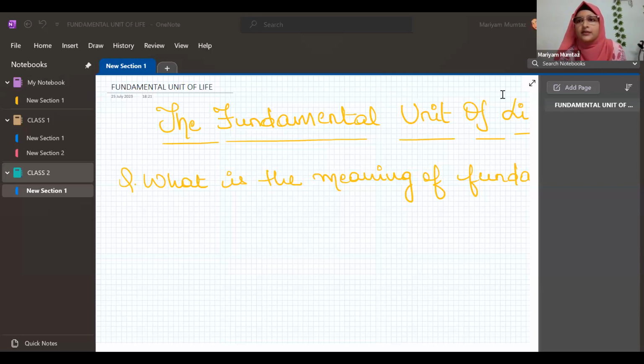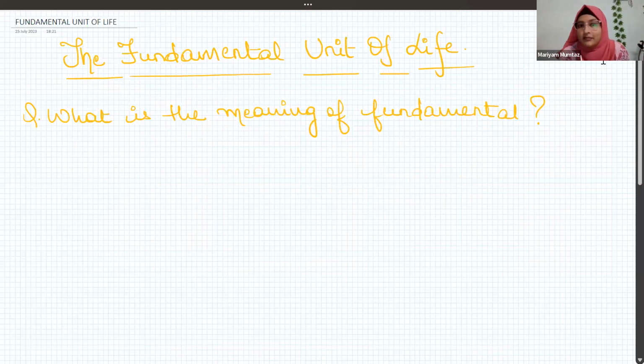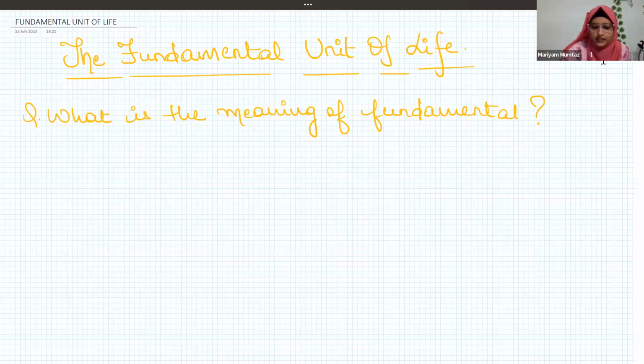Now see, the chapter is named Fundamental Unit of Life. First we have to understand the meaning of fundamental. Why are we calling this chapter fundamental? Can anybody tell me what is the meaning of fundamental? Important. Yes, it means important. It also means basic. Yes, basic, and it also means important.